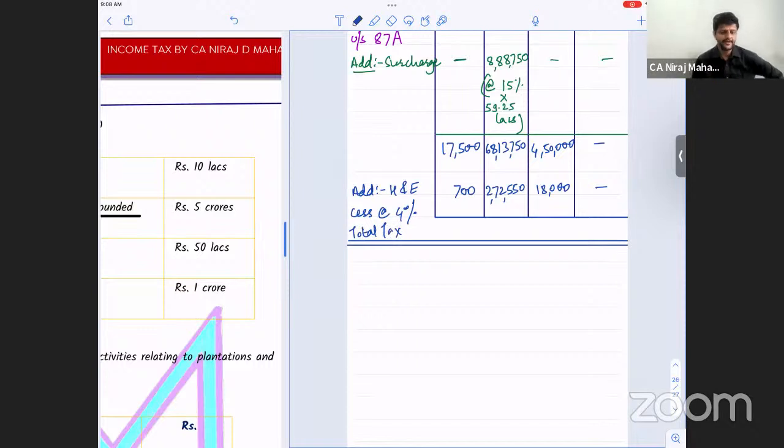Total tax liability 18,200. $70 lakh 86,000. Sorry, 300 is it? That is 468 and nil. All right.